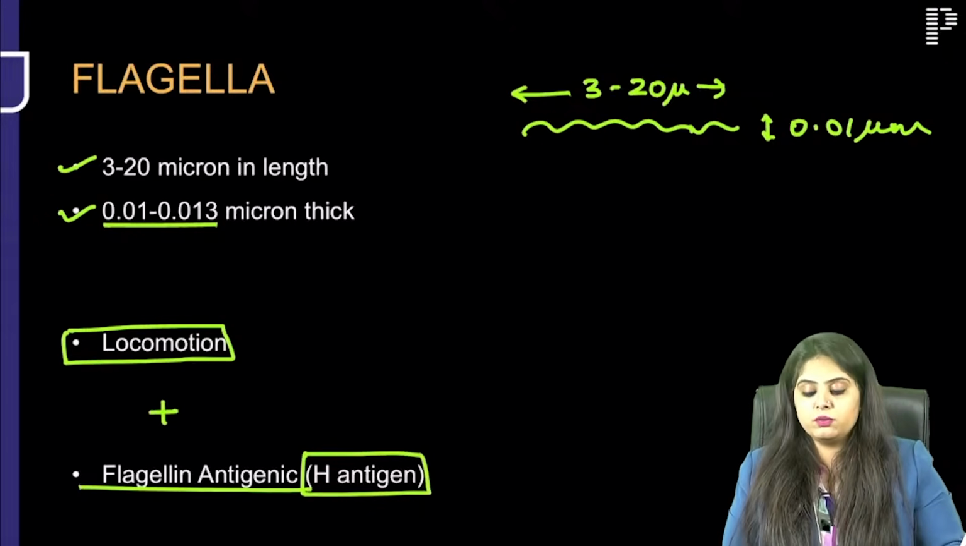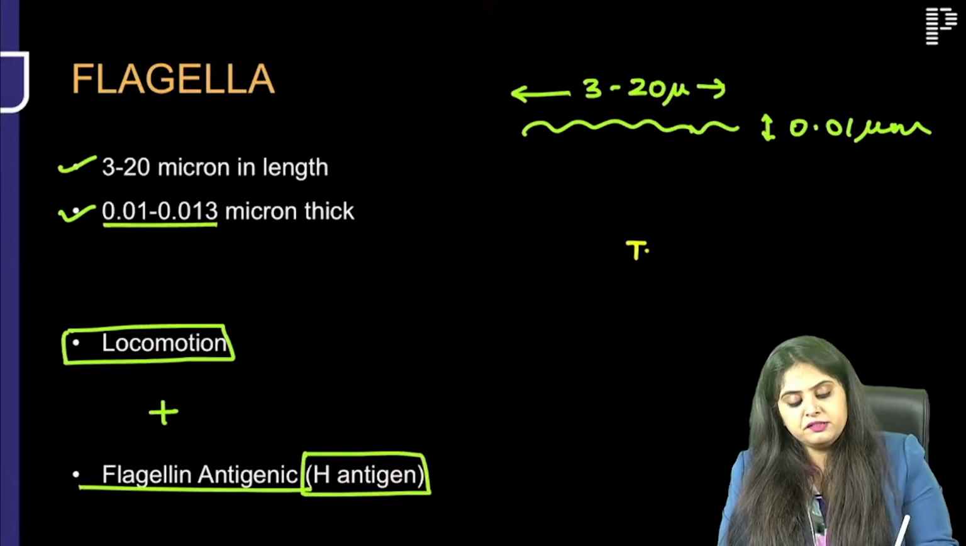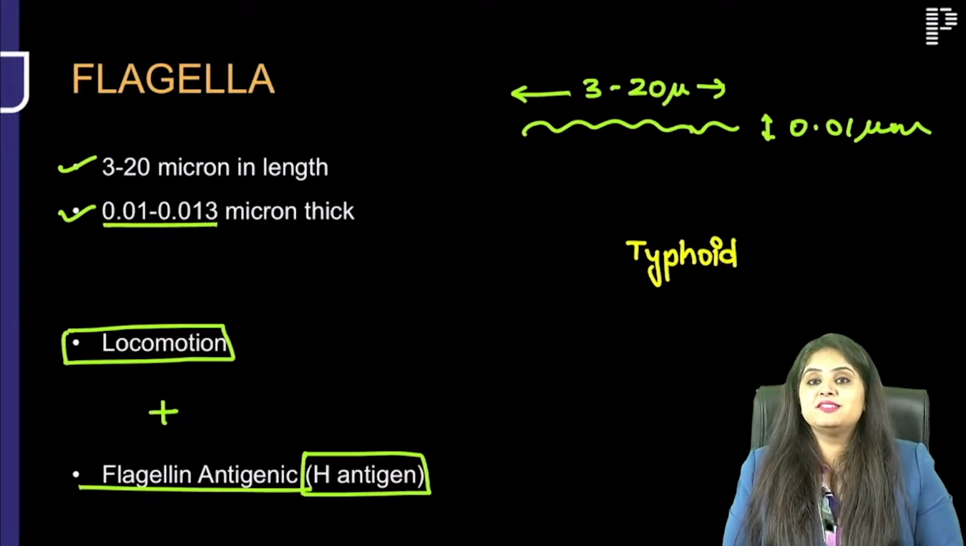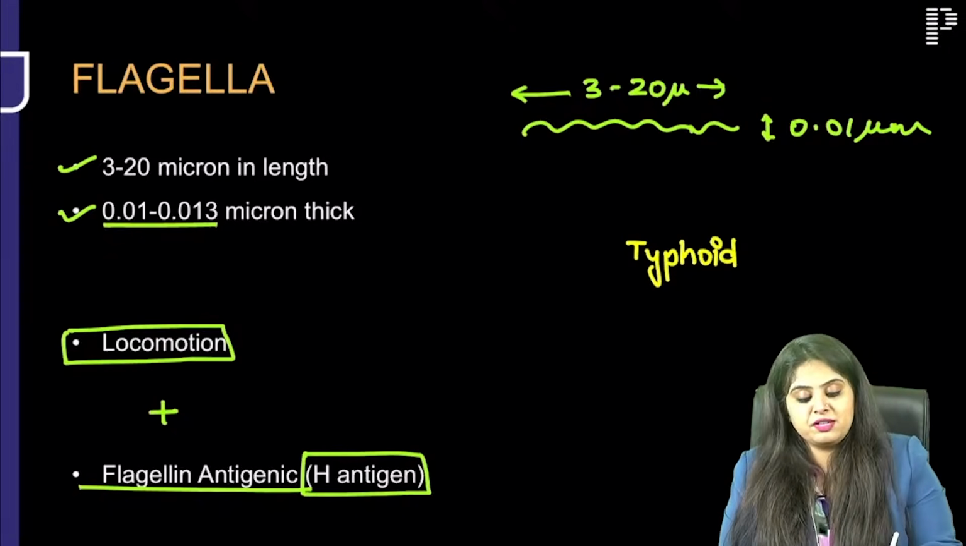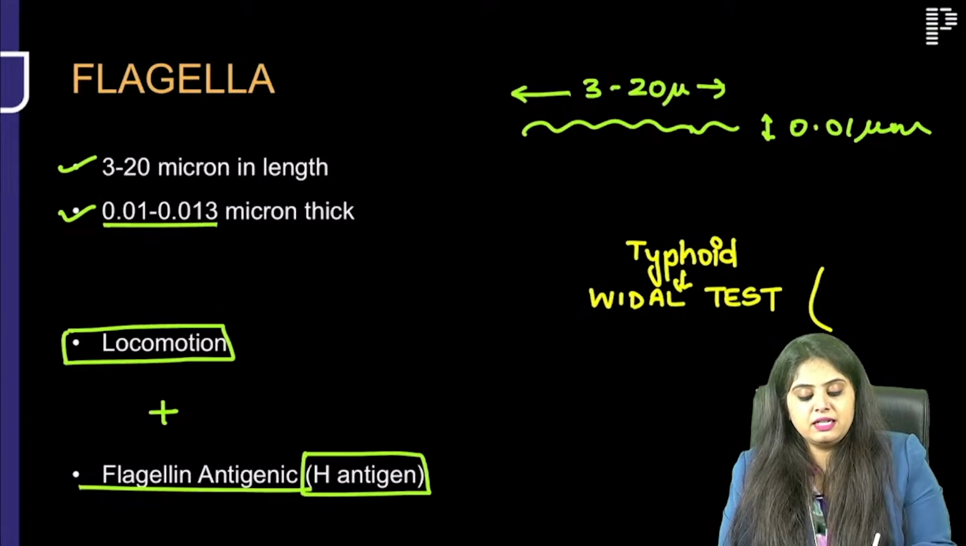Now I want to ask you a question. Have you all heard of a disease called typhoid? That's a very stupid question. All of you have heard of a disease called typhoid. Do you know what is the test which is done for typhoid? Whenever someone suffers from typhoid infection, which blood test do we do? We do Vidal test. Vidal test tells us about antibodies present in the blood.